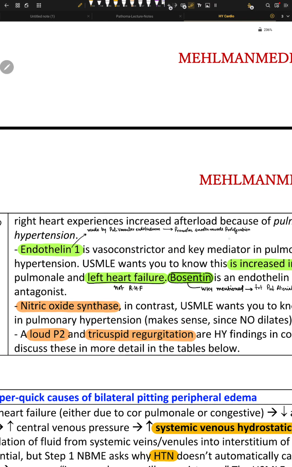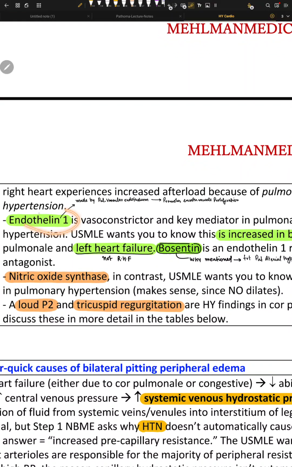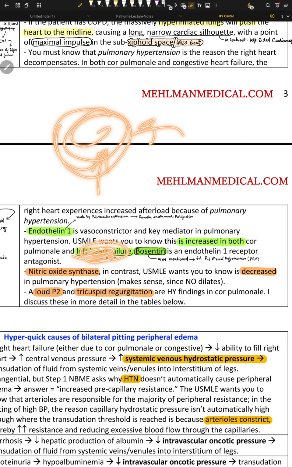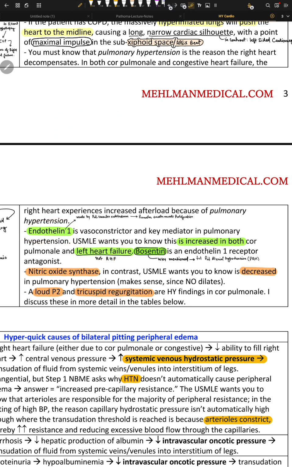So endothelin is responsible for the hypertension because of the vasoconstriction. So we have more endothelin due to the vascular endothelium. This endothelin 1 is a vasoconstrictor and a key mediator in pulmonary hypertension. USMLE wants you to know that this is increased in both cor pulmonale and left heart failure, because left heart failure leads to increased pressure in the lungs, increased pressure leads to hypertension, and then hypertension leads to endothelin 1. Cool.